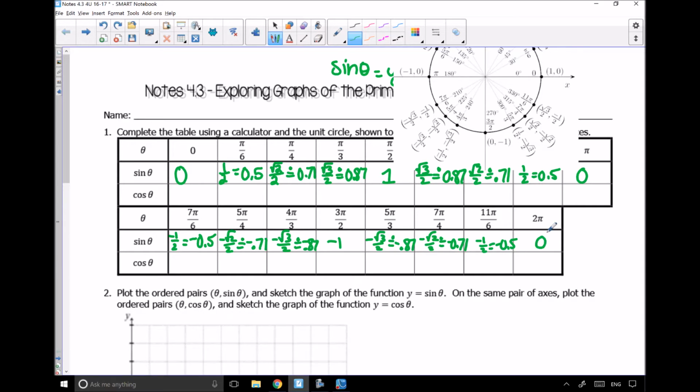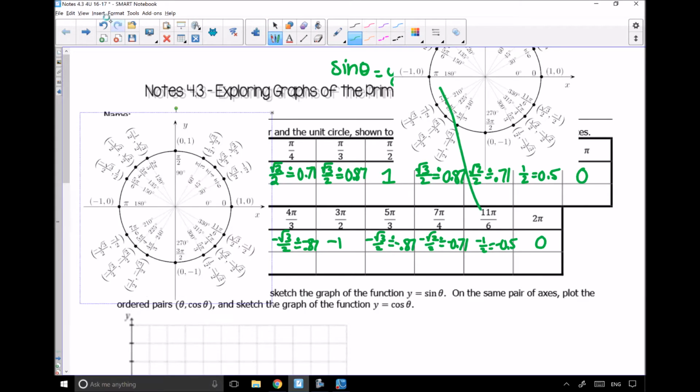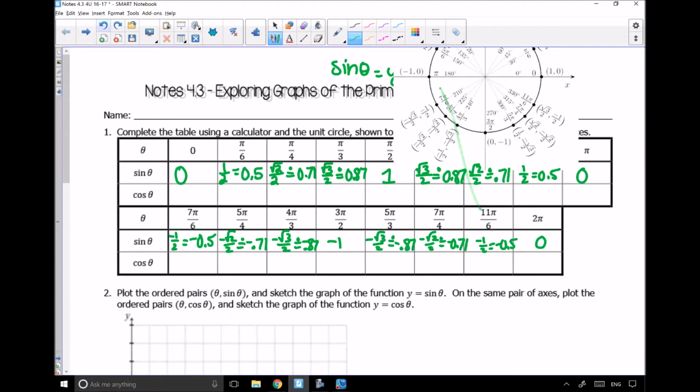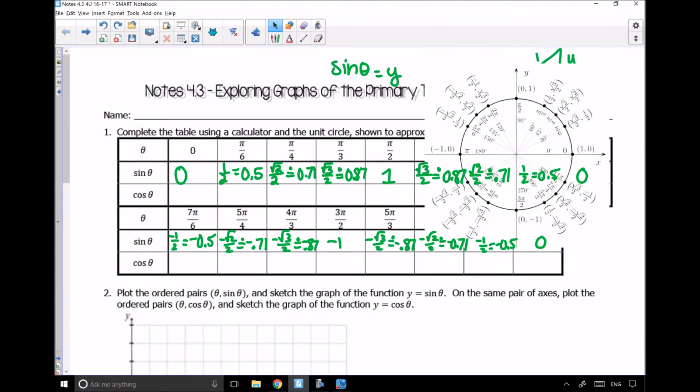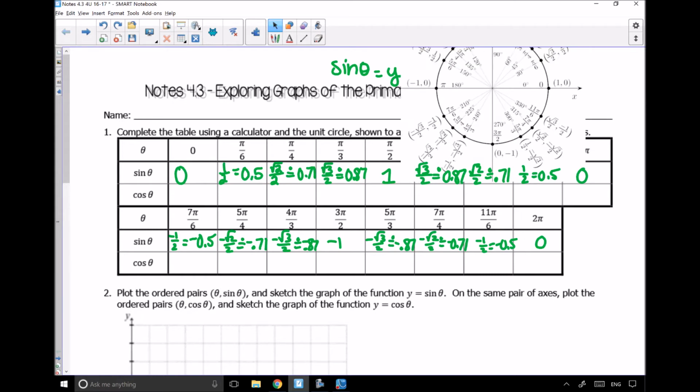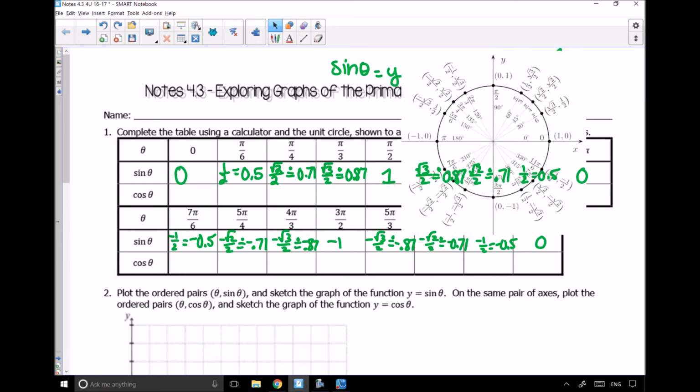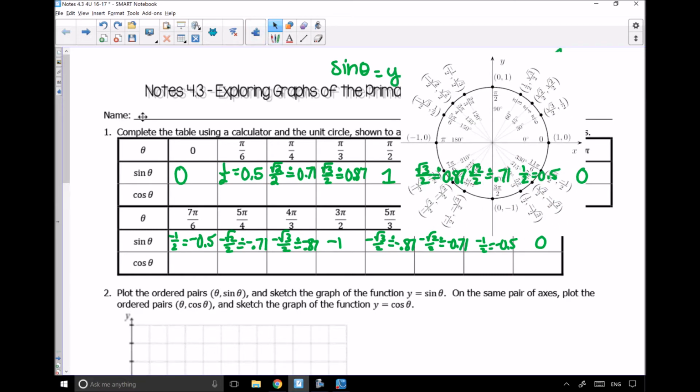Okay? I want you to do the same thing for cosine. I'll get you guys started on cosine, and we will do cosine in a different color. So sorry about this right now. So cosine is going to be all of our x values. So when I look right here, all I'm going to do is look at what my x values are. So I'm going to get you guys started, and then you guys can check or finish it up on your own and check with my work.